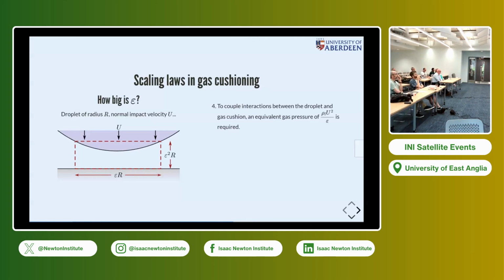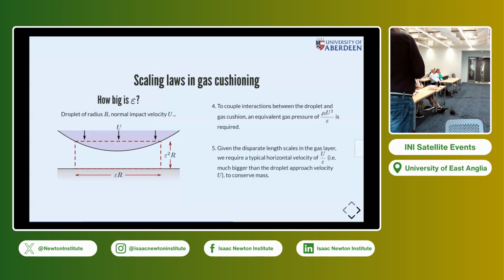And what I want to do in order to balance this, I have to think, in order to conserve mass, my downward speed of my droplet is going to be u, but in order to obviously conserve mass in this small aspect ratio film, my characteristic horizontal gas velocity has to be an order epsilon larger, otherwise I'm not going to conserve mass down here.